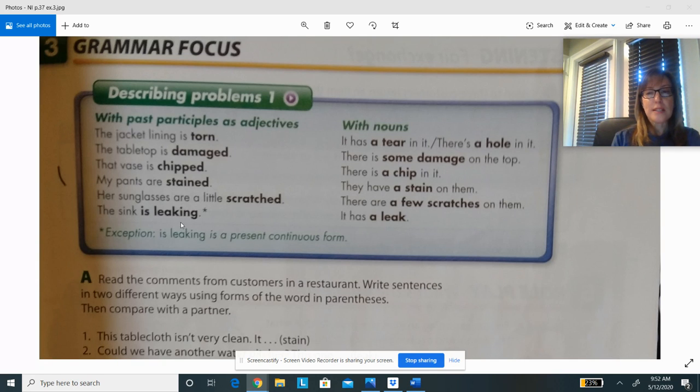The last one is a little different. The sink is leaking. In this case, we're not using a past participle. We're actually using a present continuous verb because leaking means dripping. Water is continuing to fall. That's an action, and it's continuous, and it's happening now, present continuous. Or there is a noun form. You can say it has a leak.